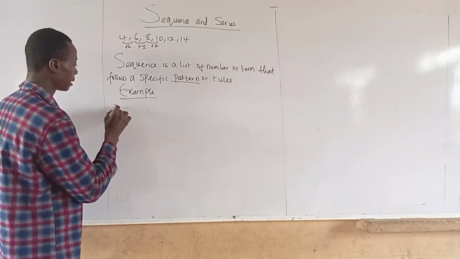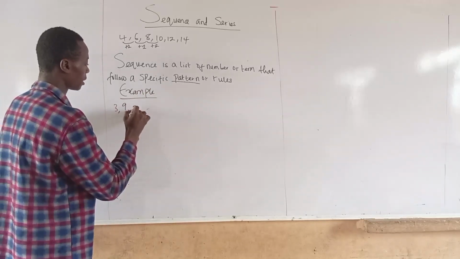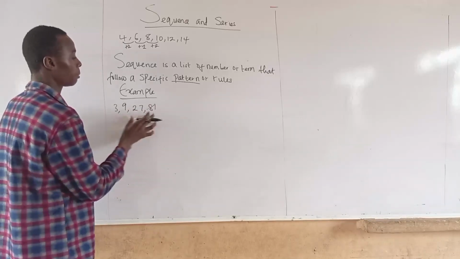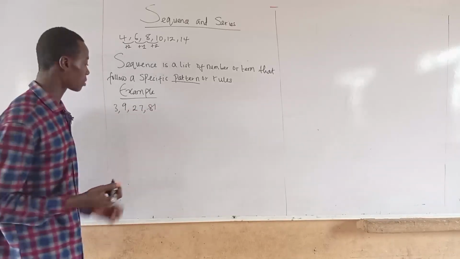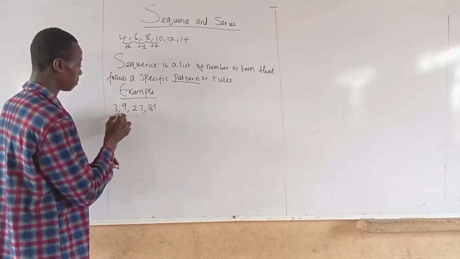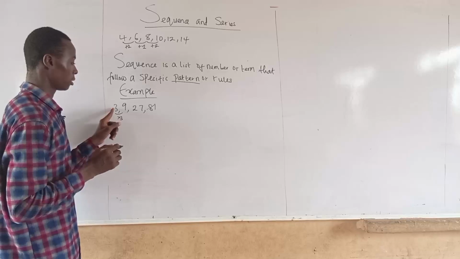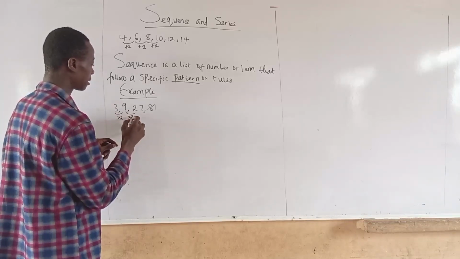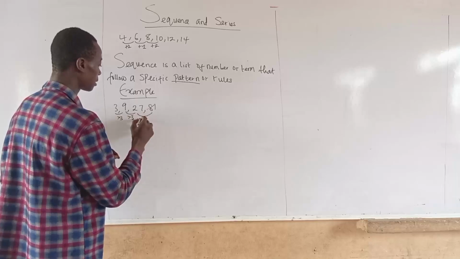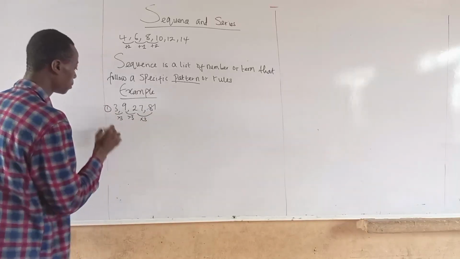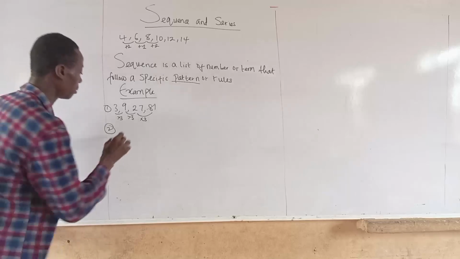let's say you have the numbers 3, 9, 27, and 81. This set of numbers also follows a specific pattern. That is why it's a sequence. We get the next term by multiplying the previous one by 3. 3 times 3 is what? 9. 9 times 3 is 27. And 27 times 3 is what? 81.